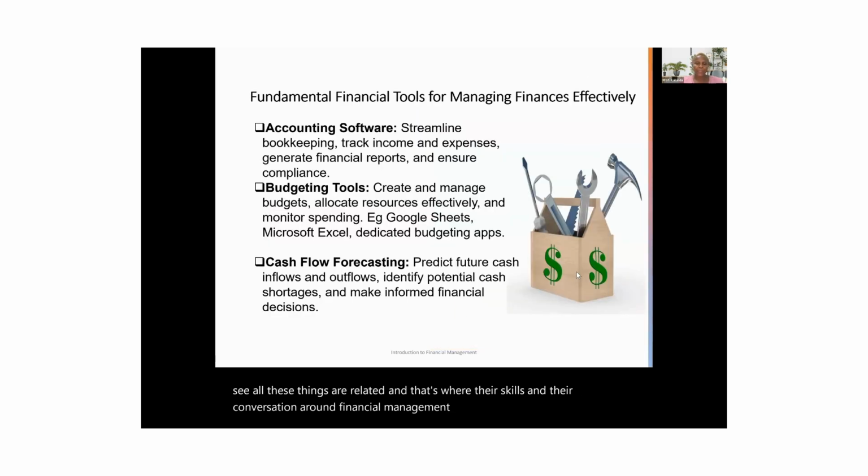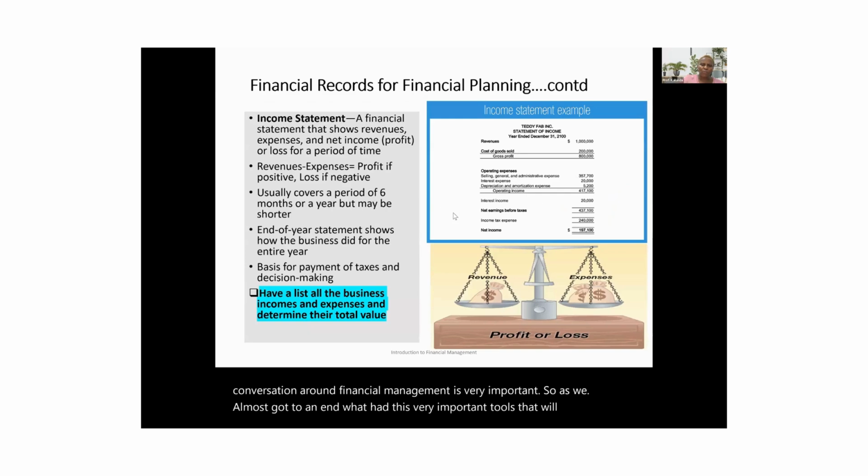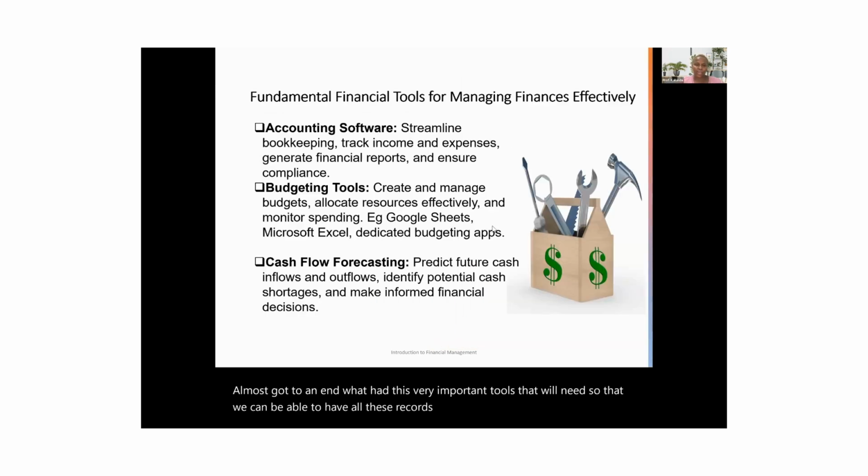is very important. So as we almost come to an end, what are these very important tools that we need so that we can be able to have all these records that we have been talking about? Now, for any business, you must have a way of getting those financial reports. How do you do that? You'll get them through accounting software. Now, with these accounting software, there are some that are gotten free, others you buy and then you install and then you pay licenses on an annual basis, but you must have an accounting software.